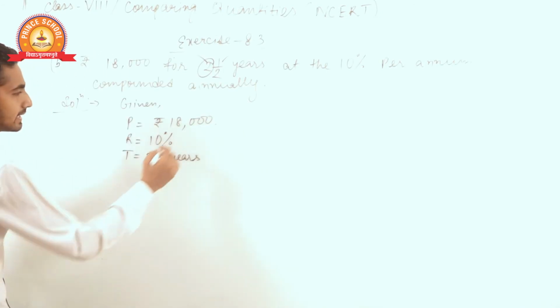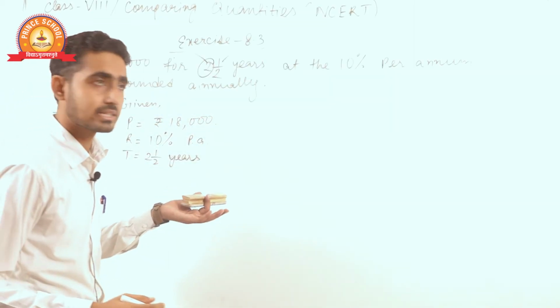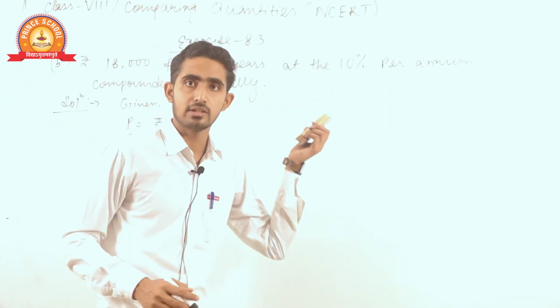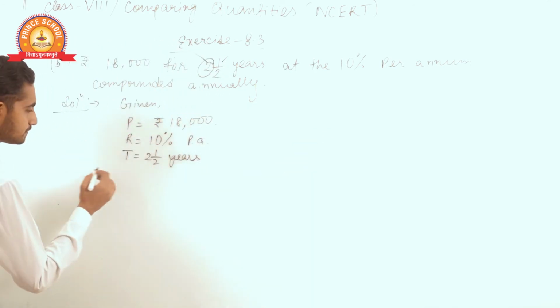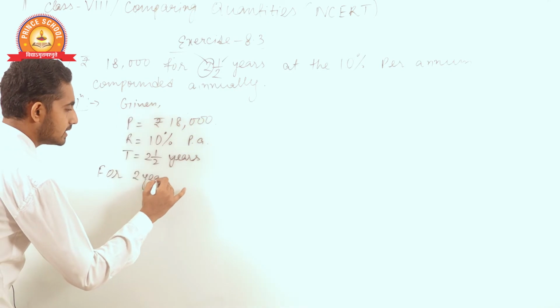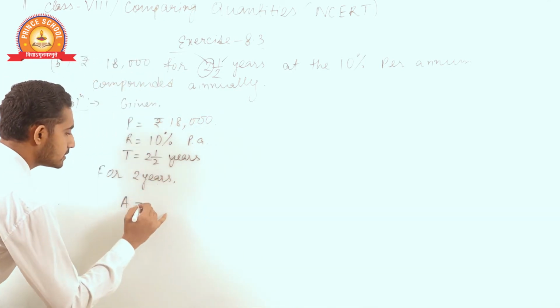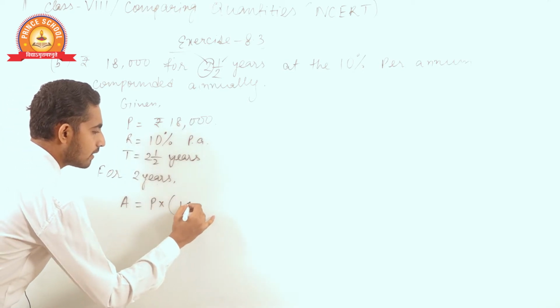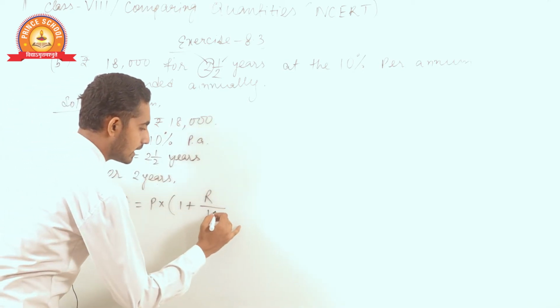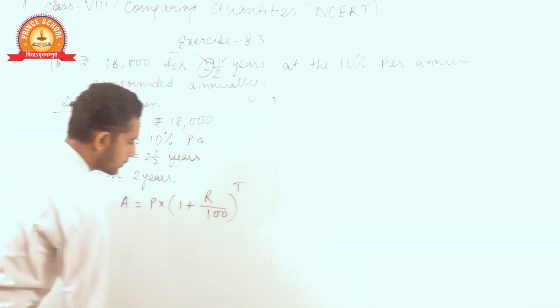Okay. Now you have to write down PA, that means per annum. In some questions we have to see that it is per half yearly also. Now we have to find out for how many years? Yes, 2 years. First of all, I have to find out the amount. Formula: amount is equal to P multiply 1 plus R upon 100 raised to the power T. That is the formula. Now put in this formula.